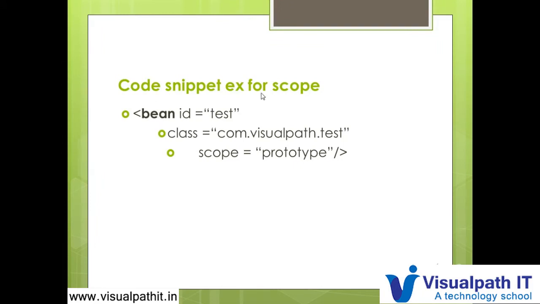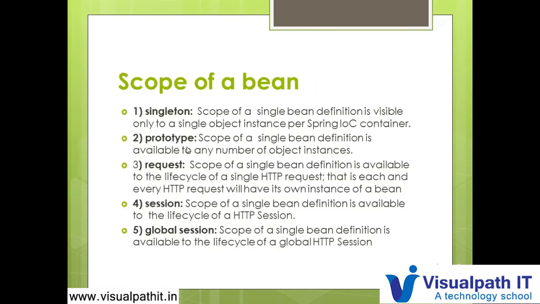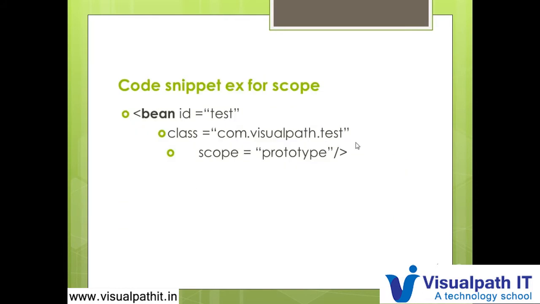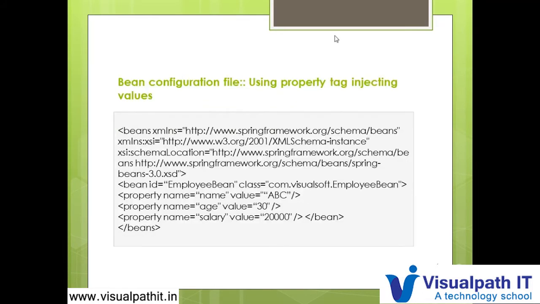So a small code snippet example for the scope is as follows. Bean ID is equal to test. Class name, this is the complete class name, it is com.visualpath.test. Scope is prototype. Here, what exactly is prototype? The bean definition is available for any number of object instances. That's why we have specified prototype here.